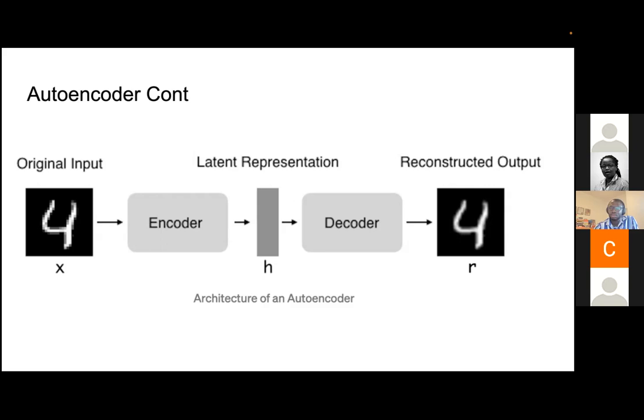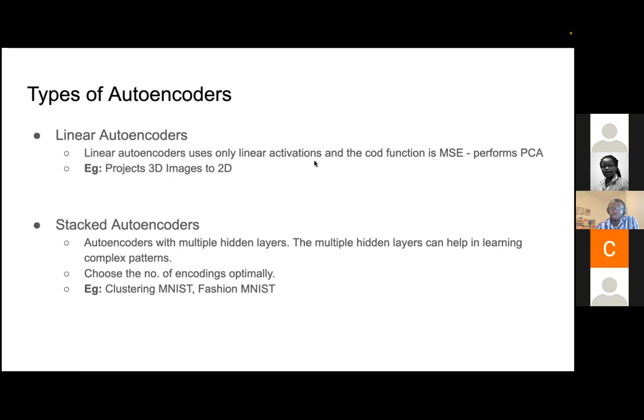And because we are using a linear activation function, the loss function here will be RMSE or MSE. And if you remember what PCA is, this actually performs PCA, principal component analysis, where it tries to reduce the dimensions of the original data into lower dimensions, capturing most of the information wherever the variance is more. So a linear autoencoder is the simplest form of autoencoder, and it basically does what PCA does. The example here is to project a 3D image into a 2D image. The code for the linear autoencoder was mentioned in the book. I did not include the code here.